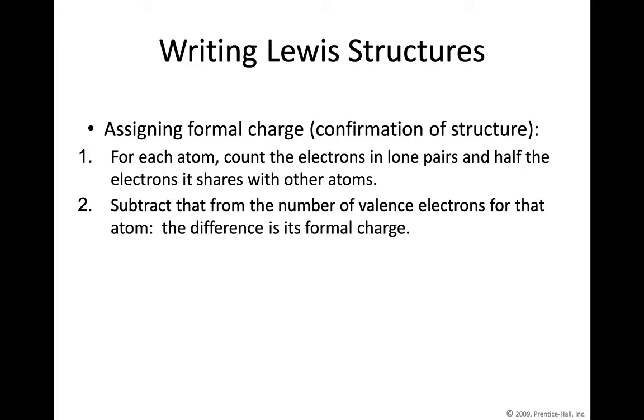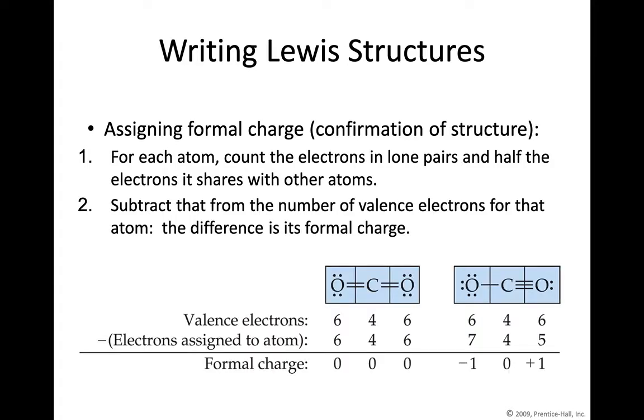And so to decide which one is correct, you assign a formal charge to each atom in the structure. To do that, for each atom, you count the electrons in lone pairs as one electron each. So if there's two dots on an atom, that's two electrons. And then half of the electrons in bonds. So if an atom has one lone pair and one bond, it would look like there are 3 electrons around it. And you'll subtract that number from the number of valence electrons that that atom would have brought into the compound. And that's its formal charge.